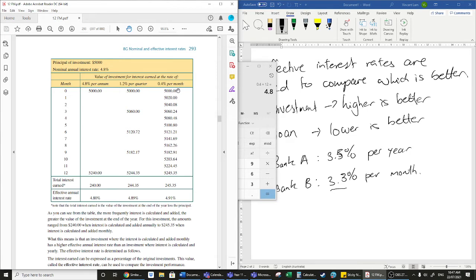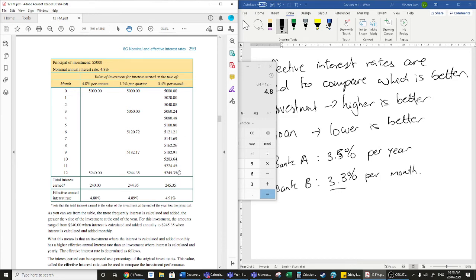Okay, so with the 0.4, we're doing 0.4% of 5,000, which is 5,020. Now you may look at it and go initially, oh, that's not a lot of money, but you're doing it every month, and you can compare it yourself. If we're doing it 0.4% per month, we end up with $5,246.24. Now, 24 cents might look very little to you, but this is doing it every month for a year. Imagine if you did this every month for 10 years.